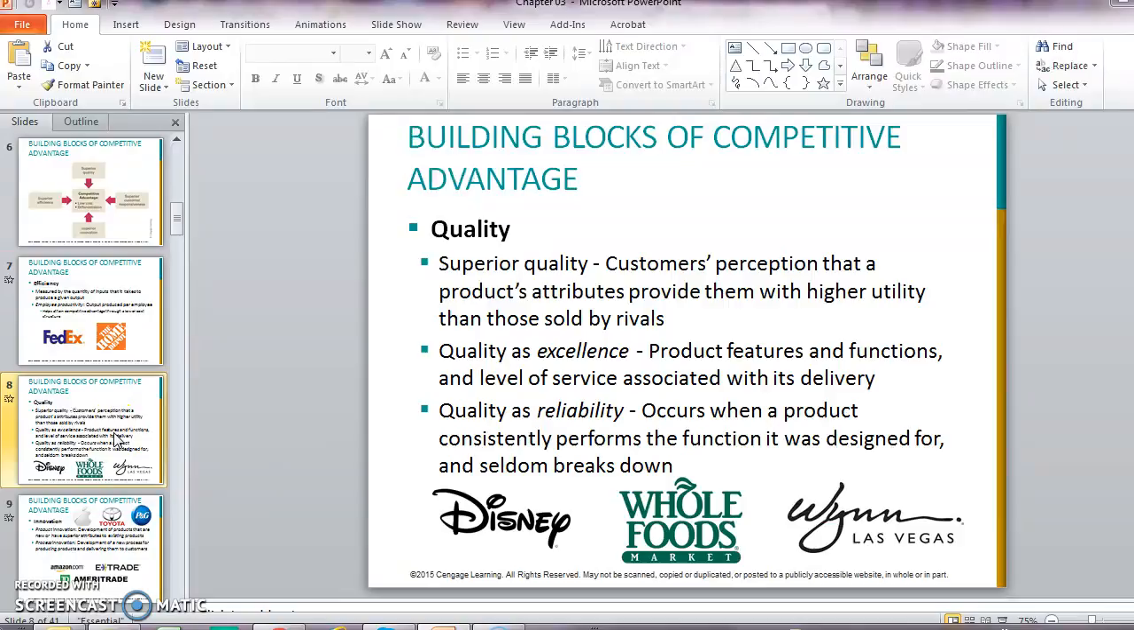Quality is another area where competitive advantage can be maintained or created. Superior quality, that is the customer's perception that a product's attributes provide them with higher value than those of the competition. That can come across as excellence. It can come across as reliability when a product consistently performs well. Some examples of companies that have built quality into their competitive advantage are Disney, Whole Foods, and the Wynn Las Vegas.